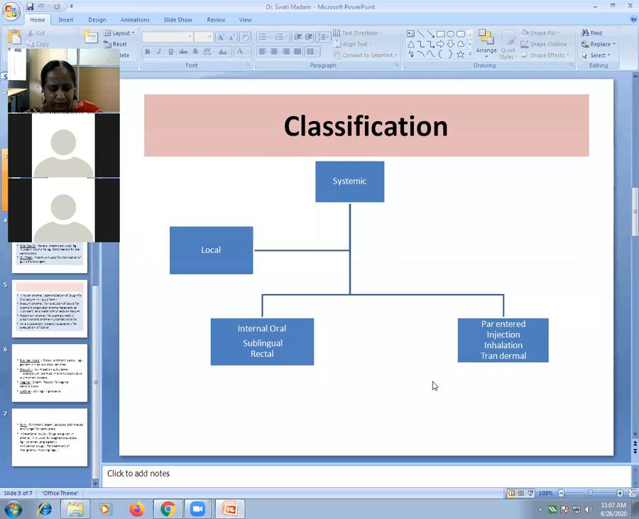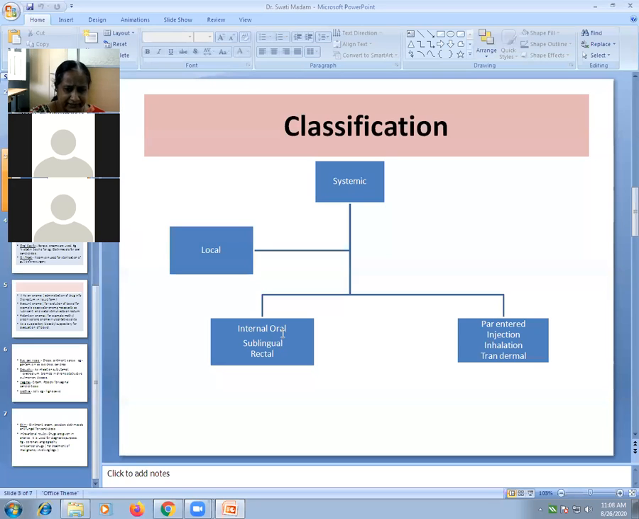I have told you in the beginning that these routes have some advantages and disadvantages, and these advantages and disadvantages are asked in examination. We have seen local classification and systemic, enteral and parenteral. In enteral, we will see the oral route. In the oral route, the drugs are given orally, such as tablet and syrup.